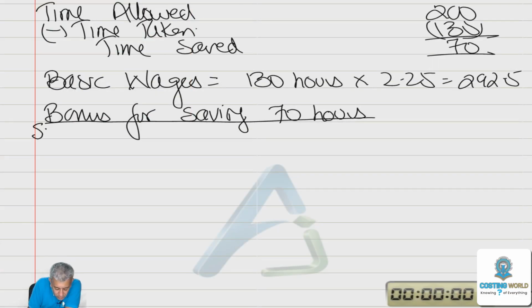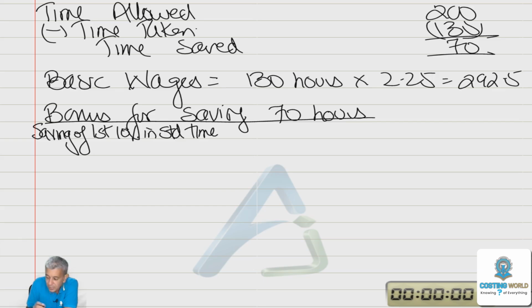So please write small. Saving of first 10% in standard time. If you're writing like this, the thought that will come to your mind is, have you saved the first 20 hours? Is that all okay? Yes, sir. So I'm writing over here, first 20 hours.